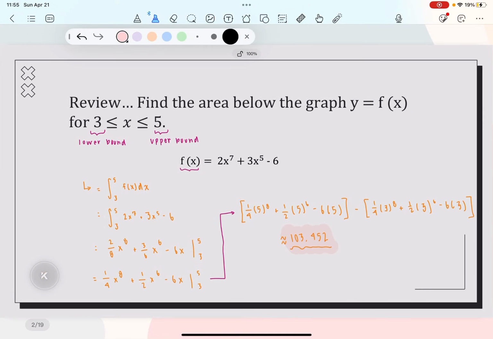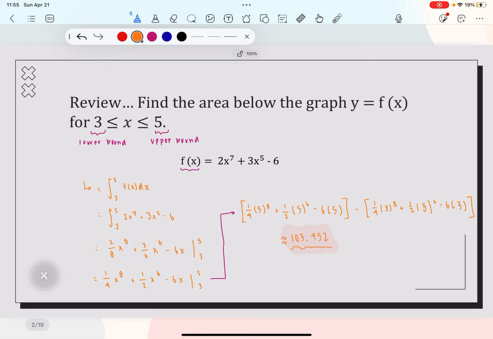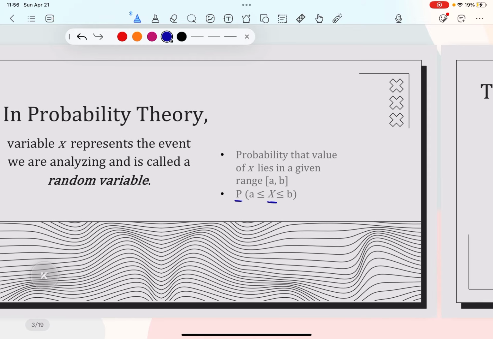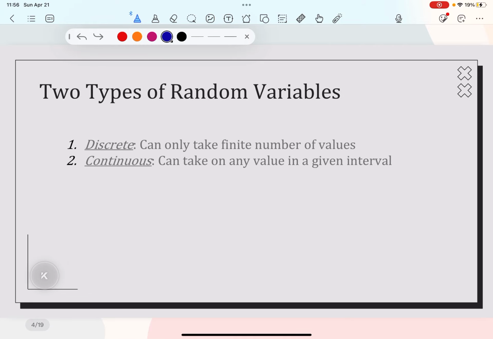All right, so now that we have an idea of what we're going to be doing and applying, we're going to move forward. So in probability theory, we have a variable x, which represents the event that we are analyzing, which is then called a random variable. And with this, we know the probability that the value of x lies in a given range, a to b, kind of like the problem we did before. And note that this is going to be a capital X. Okay, so that's notation.